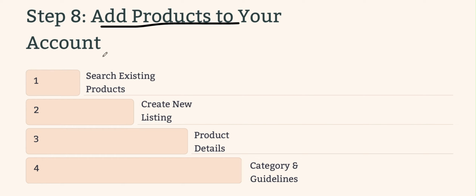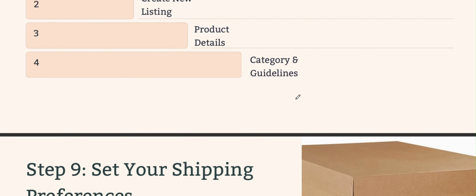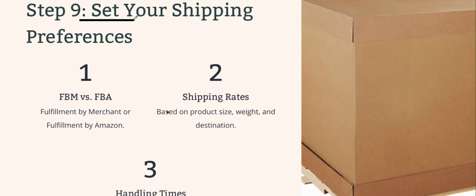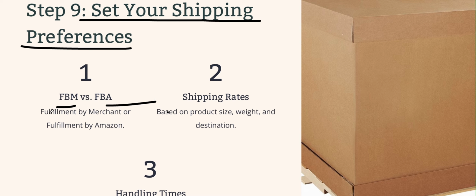We have a different video for how to add the listing, how to do listing. There are four types of method to do the listings, so it will be in another video. Next step is set up your shipping preference. There are two terms, FBM and FBA. FBM means fulfillment by merchant and FBA means fulfillment by Amazon.